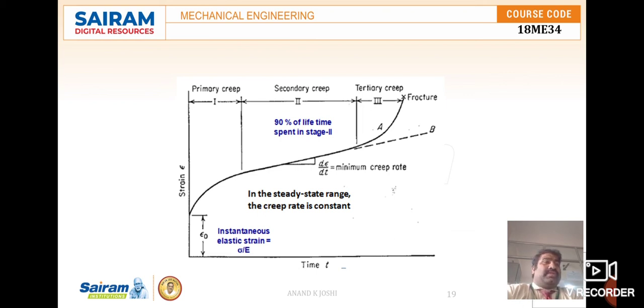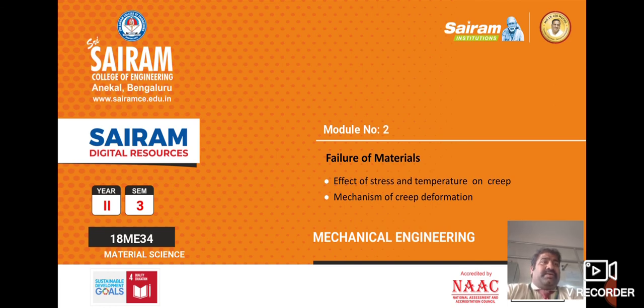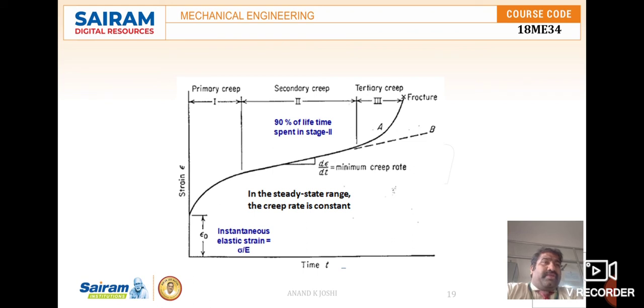I hope you understood this concept. Further related topics we will discuss in the next slide. Here we can see this deformation. Along with the strain and time curve, there is a starting value, the instantaneous elastic strain, that is sigma divided by E, stress divided by Young's modulus of that particular material. After that only the creep formation starts to develop in the material.